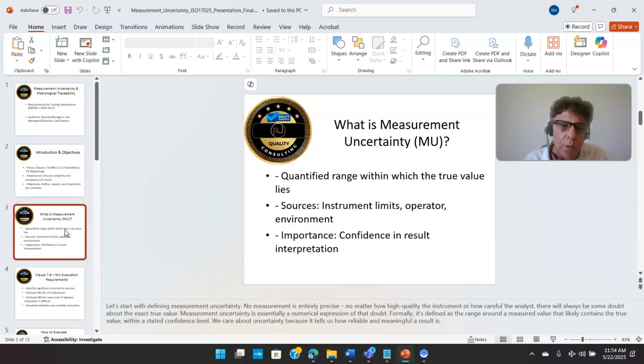So let's start off with, what is measurement uncertainty? No measurement is entirely precise. No matter how high quality your instrumentation is or how careful your analyst is, there will always be some doubt about the exact true value. Measurement uncertainty is essentially a numerical expression of that doubt. Formally, it is defined as the range around a measured value that likely contains the true value within a stated confidence level. We care about uncertainty because it tells us how reliable and meaningful a result is.